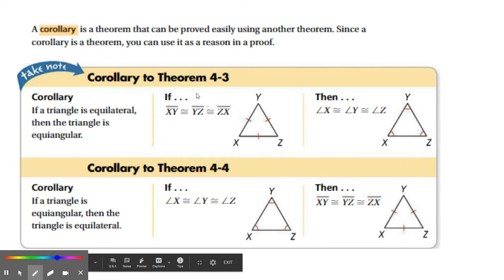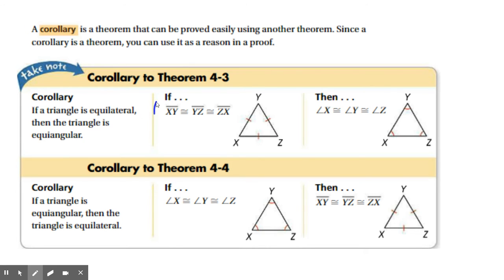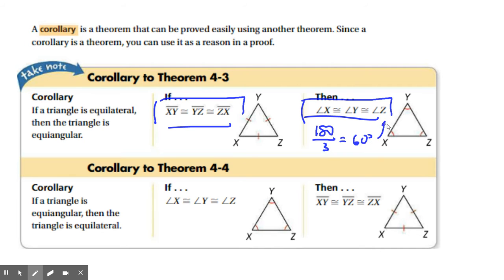Now we can extend that to equilateral triangles. With equilateral triangles, you have all three sides congruent. So if all three sides are congruent, then all three angles are congruent. And it's very simple to find the measure of each angle by taking the sum, 180, and dividing by 3. That means that each of these angles is 60 degrees. And this also works the other way around.